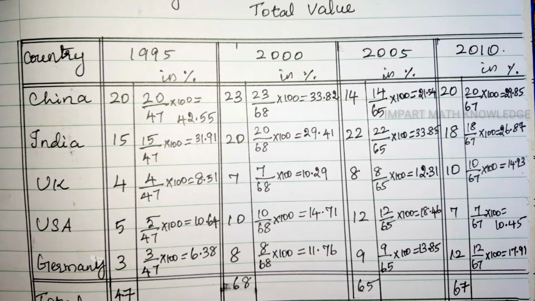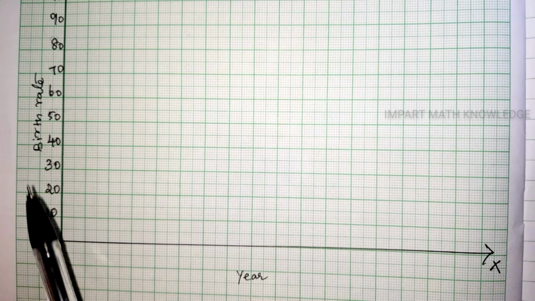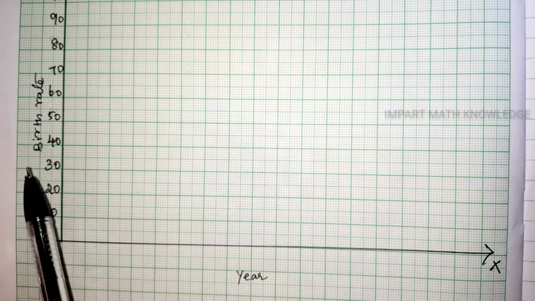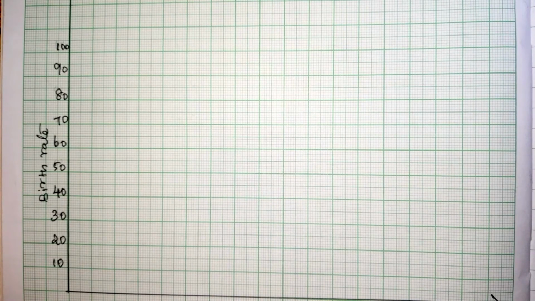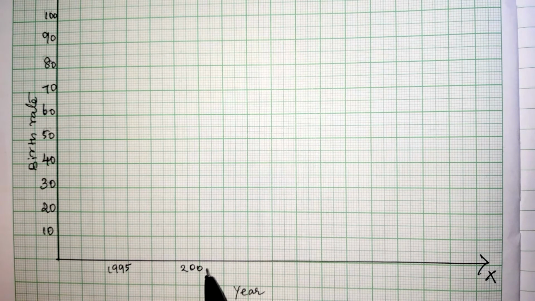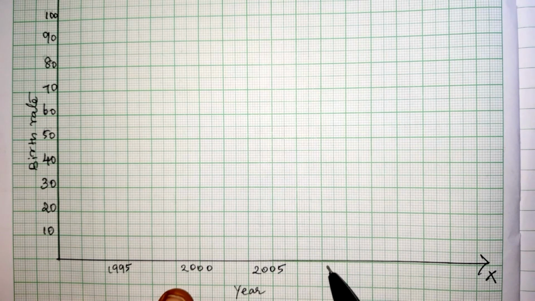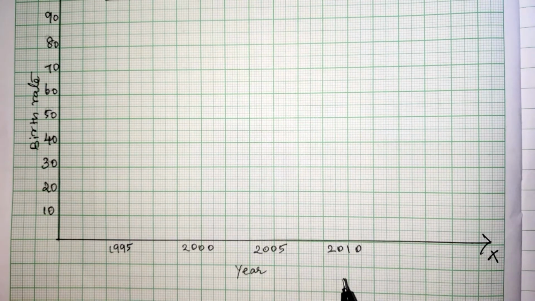In this way, you have to convert the given data into percentages. In the usual manner, draw the x-axis and y-axis. The x-axis represents year, and the y-axis represents birth rate for different countries. Here you have to mark the values up to 100. On the x-axis: 1995, 2000, 2005, 2010. Here different years are given.